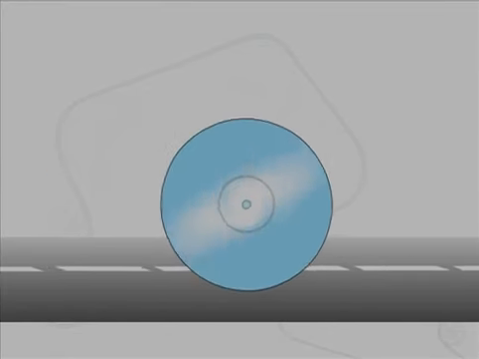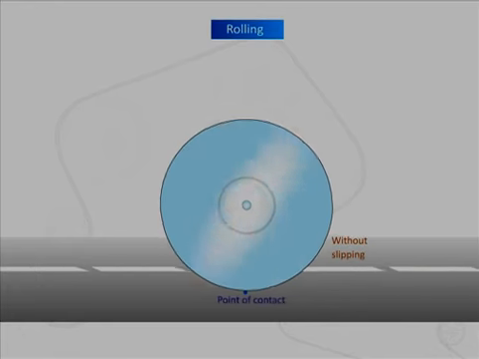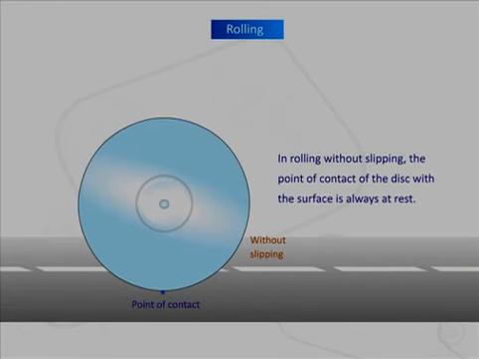Now when we speak about rolling motion, it must be understood that we are speaking about pure rolling. Let us begin by defining the rolling motion of a disc. If the disc is rolling without slipping, then the point of contact of the disc with the surface is stationary at any instant of time.